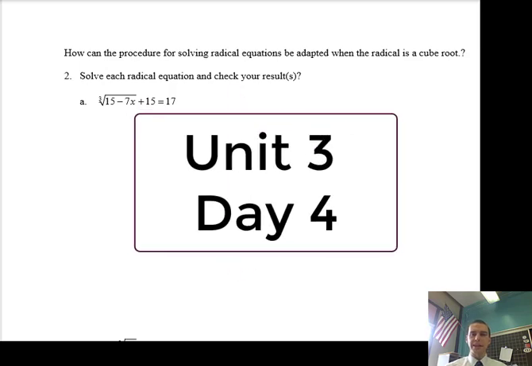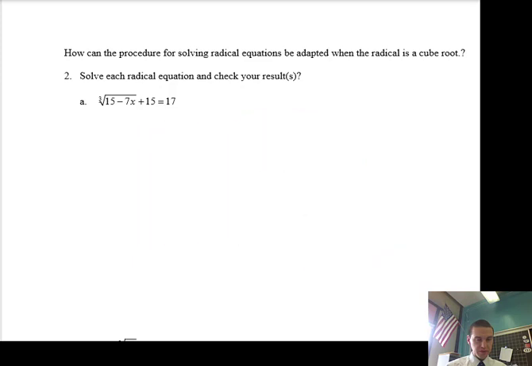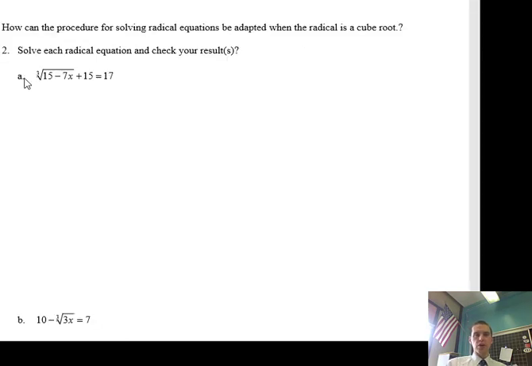Hello and welcome to day 4. We have completed factoring, we have completed GCF factoring, trinomial factoring, we have solved using radicals. Now we are on to solving radical equations that are maybe cube roots and not necessarily square roots. So if we look at 2a, we're going to solve this radical equation.